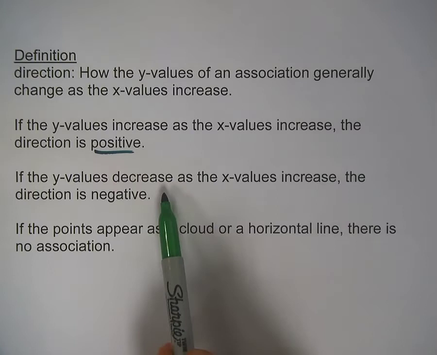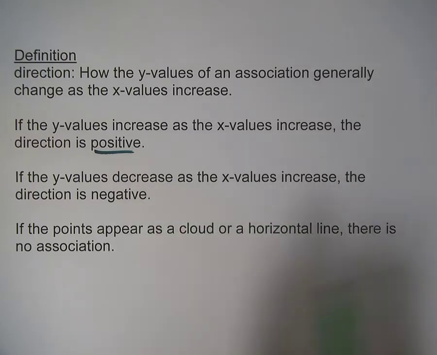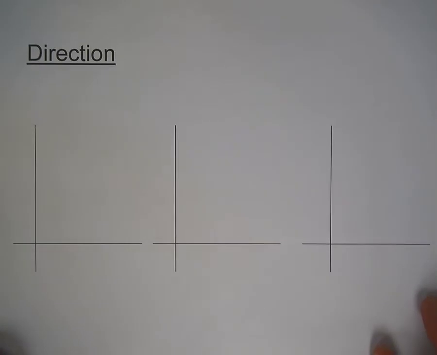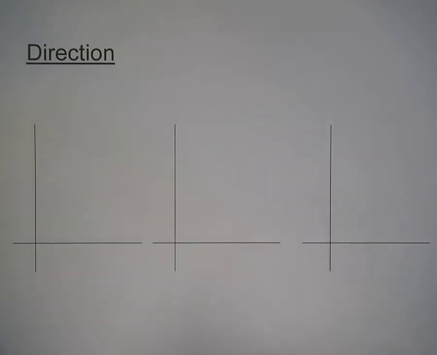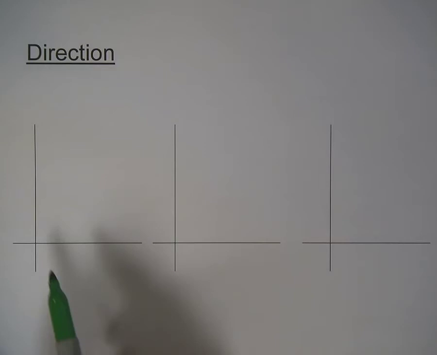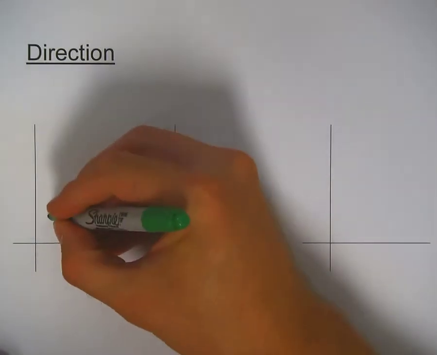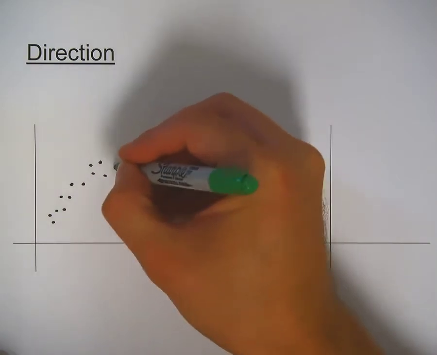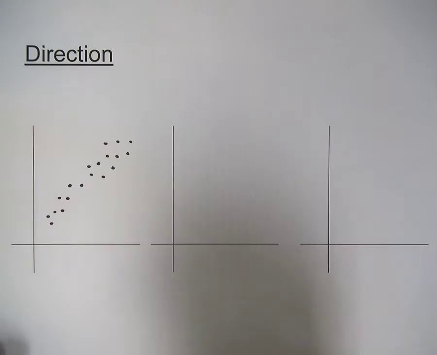If the y values decrease as the x values increase, the direction is negative. If the points appear as a cloud or as a horizontal line, then we say there is no association or very little association. Let's take a look at a couple of different scatter plots and look at the differences in direction. So let's say that we had a scatter plot that looks something like that.